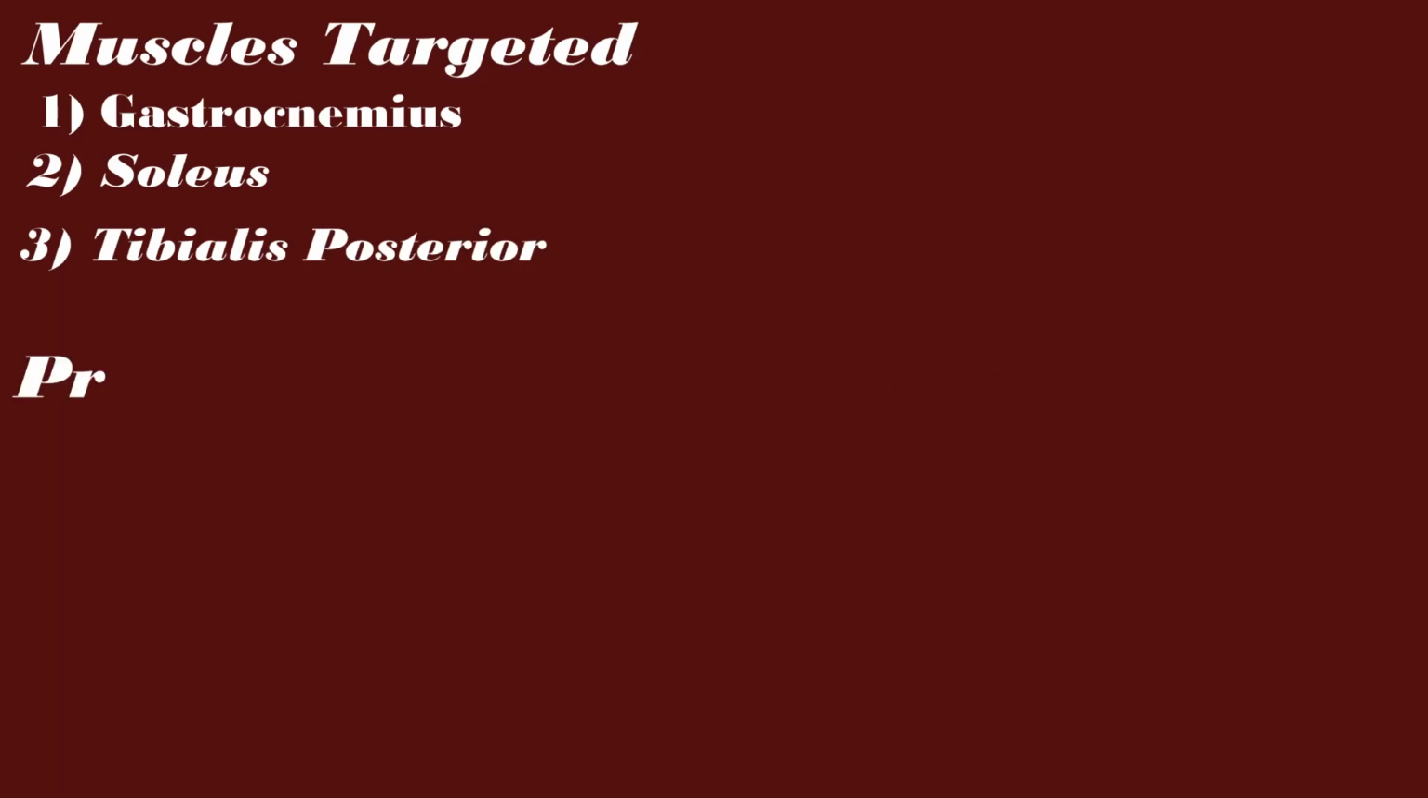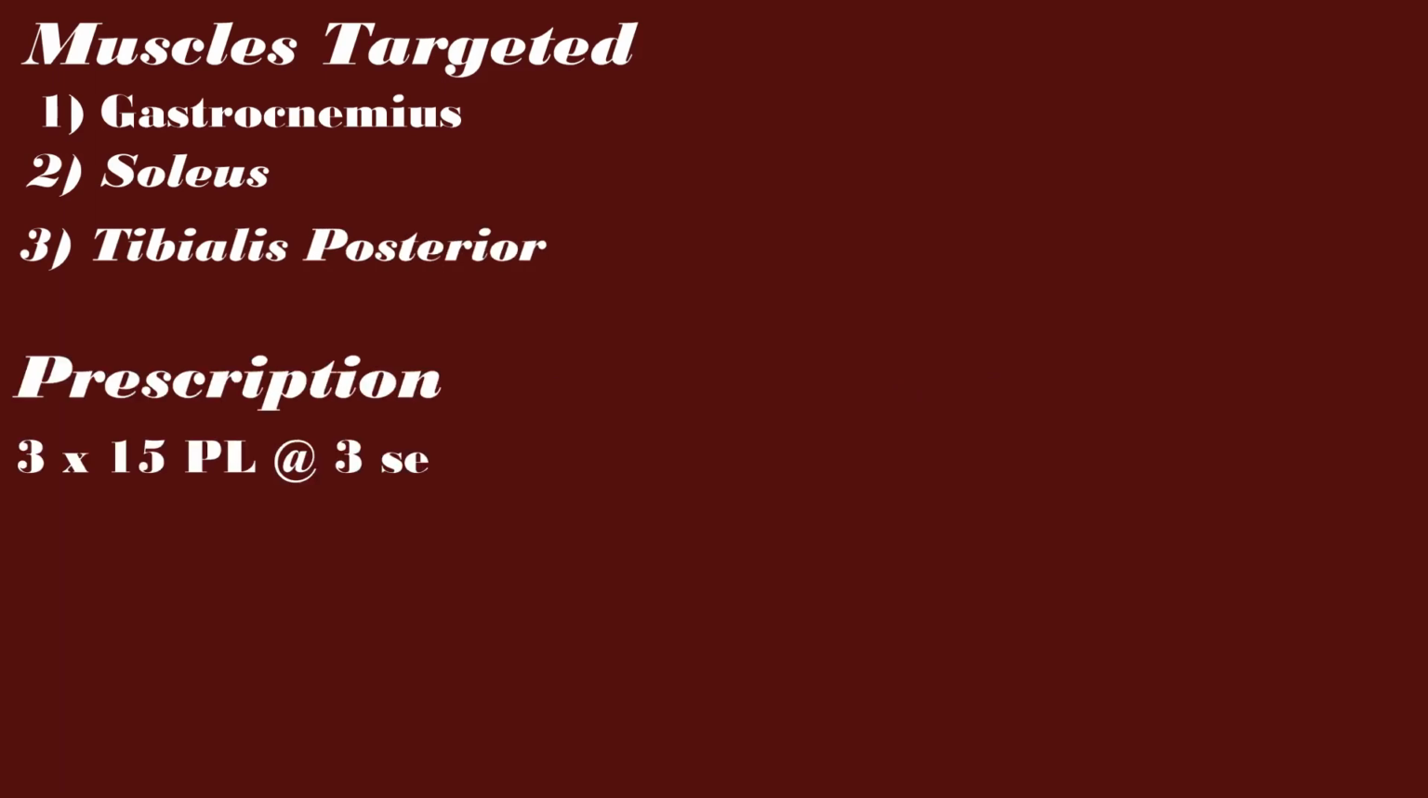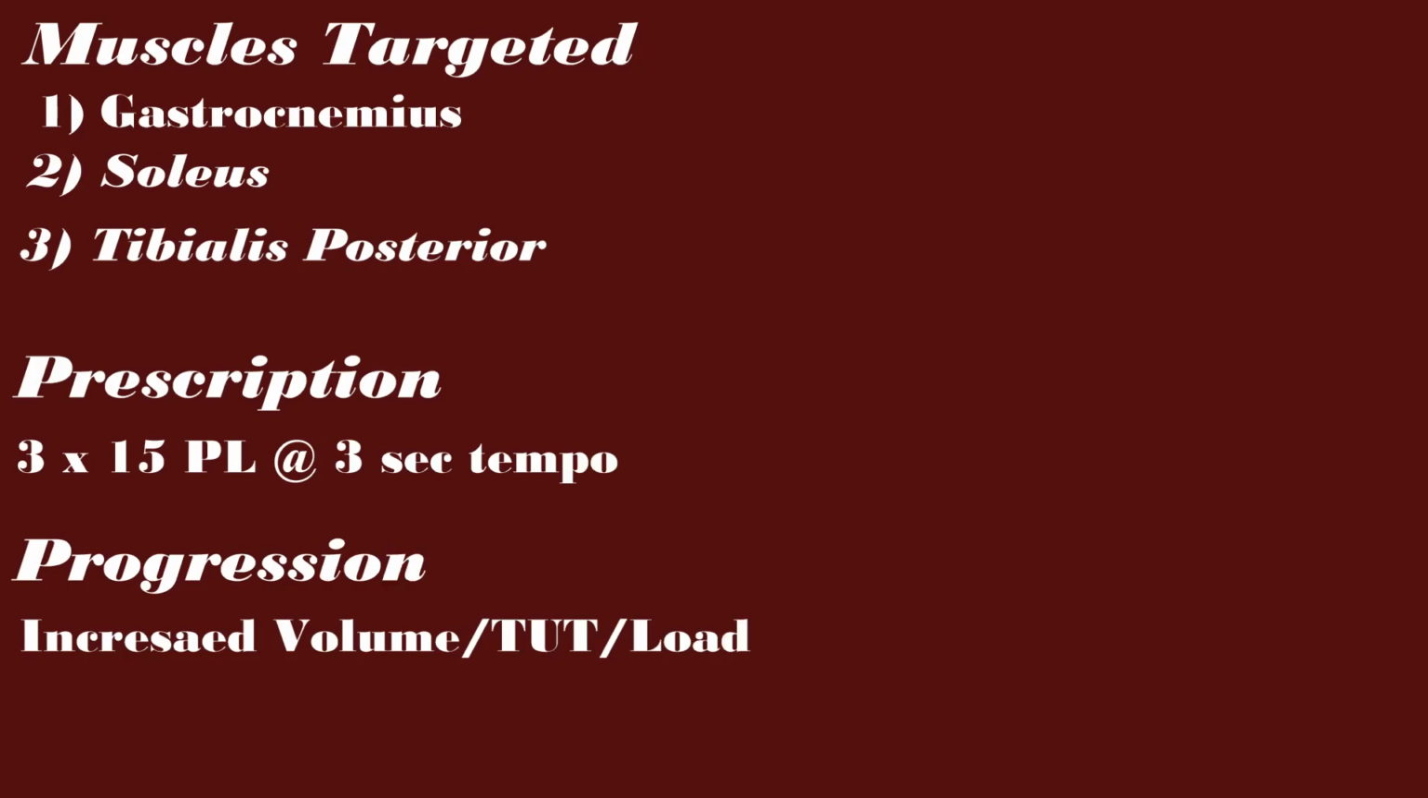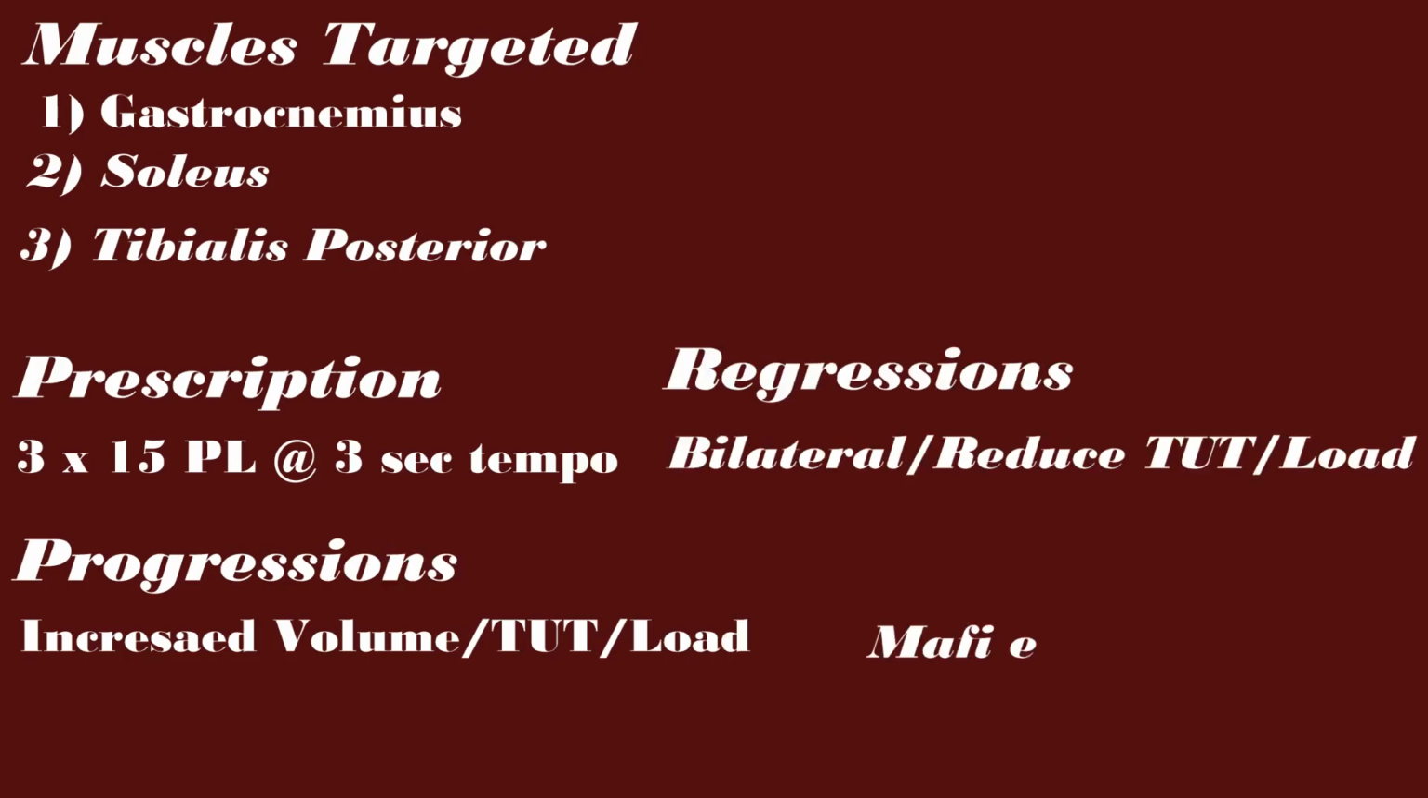The eccentric unilateral calf raise. The muscles targeted in this exercise are the gastrocnemius, soleus, and tibialis posterior muscles. Progressions for this exercise include increased volume, time under tension and load, with regressions mainly being a bilateral variation.